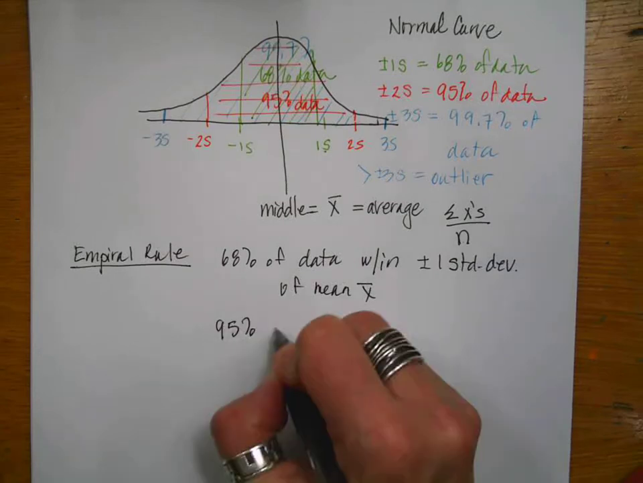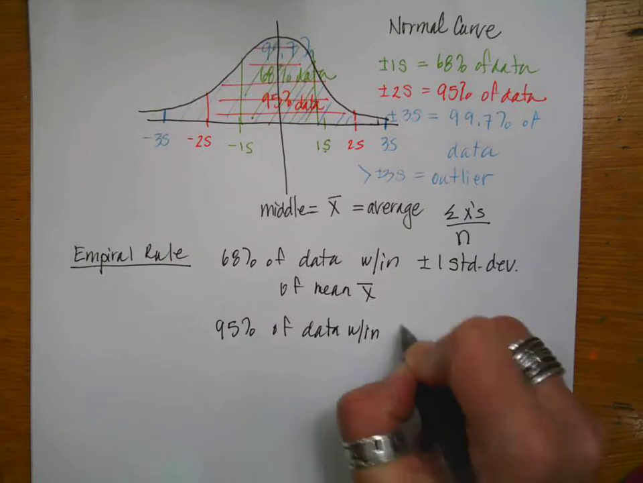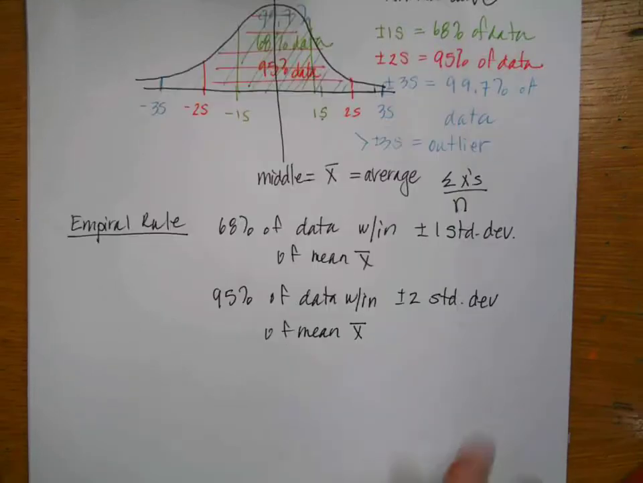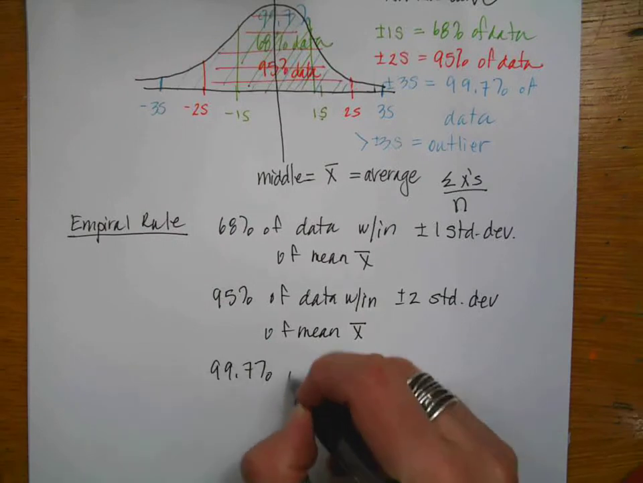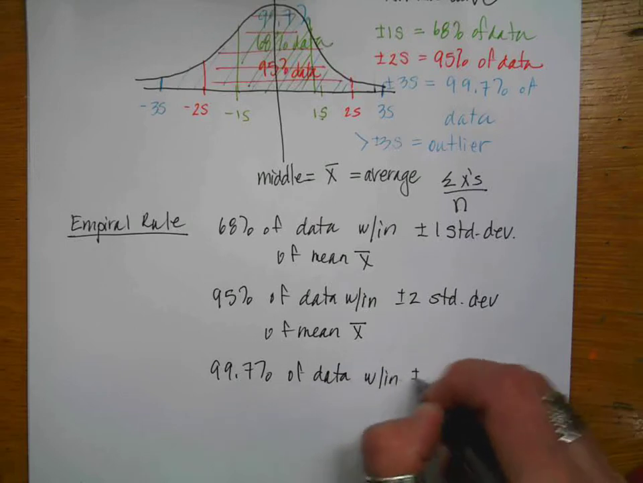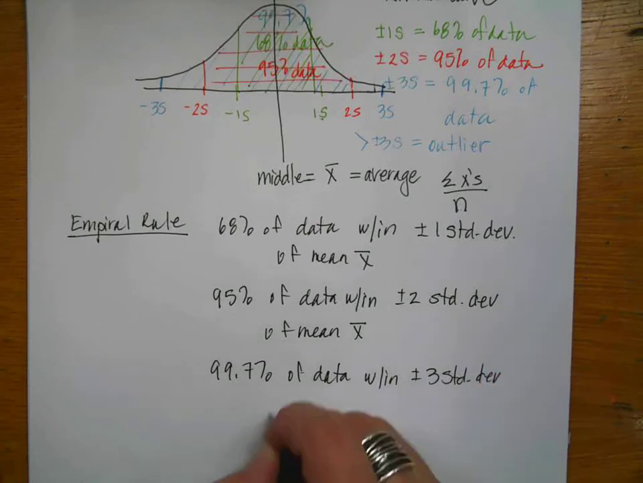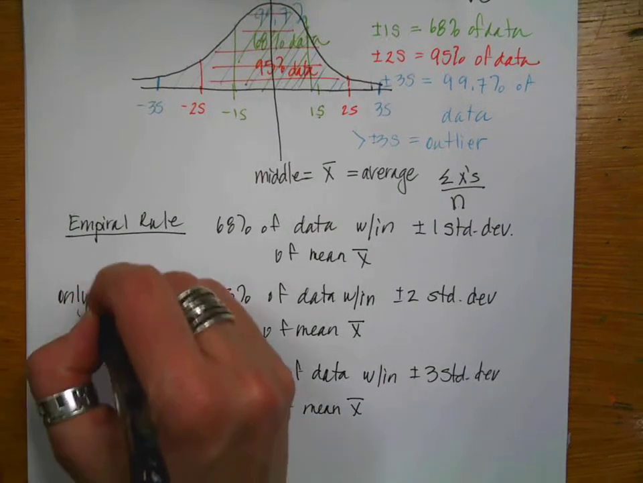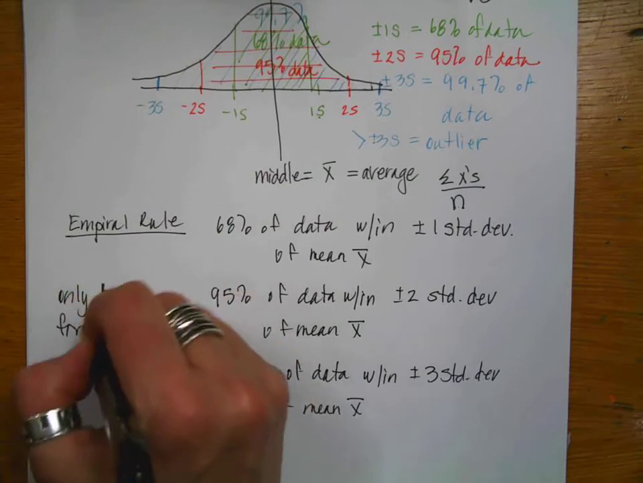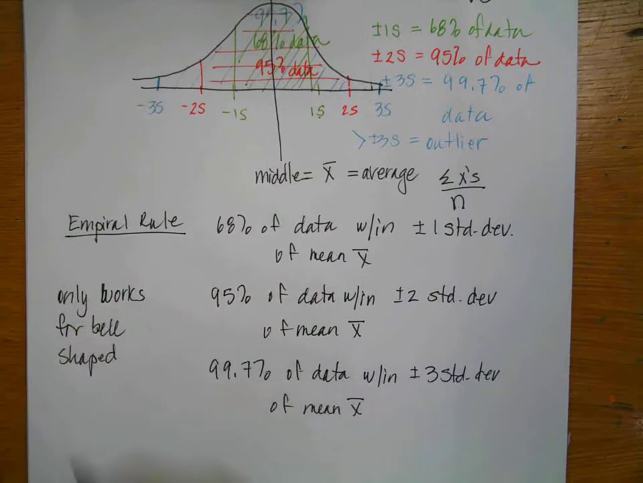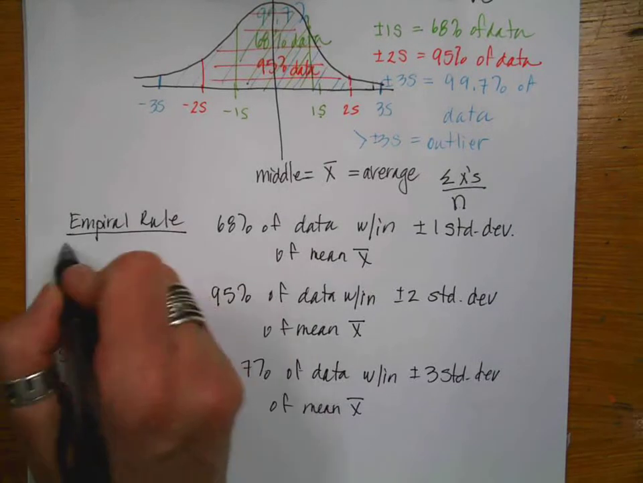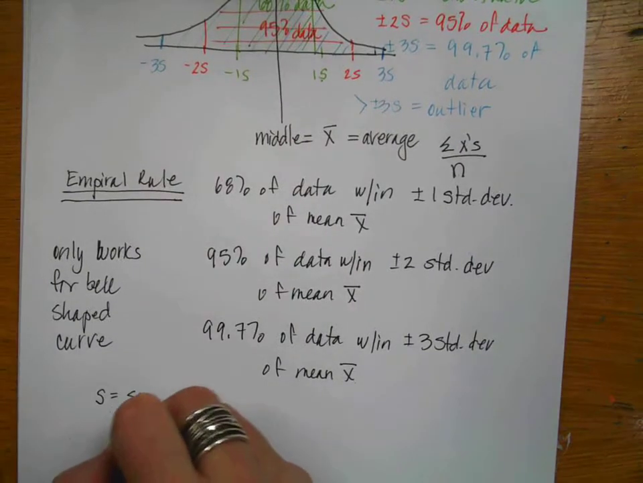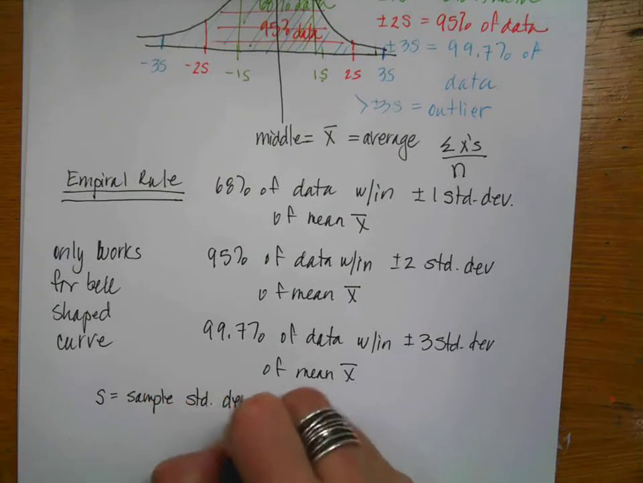Okay? The next statistic was 95% of the data are within plus or minus 2 standard deviations of the mean. And then our last one for the empirical rule was 99.7% of the data are within plus or minus 3 standard deviations of the mean, which is x bar. Okay, so it only works for a bell-shaped curve. If the curve is any different, if it's shaped differently, then the empirical rule is not going to apply. Okay. Other couple of things just to remember from the work that we did yesterday. S is going to equal our sample standard deviation.